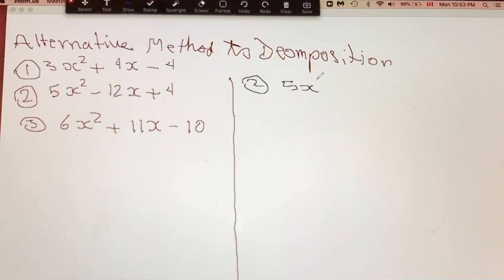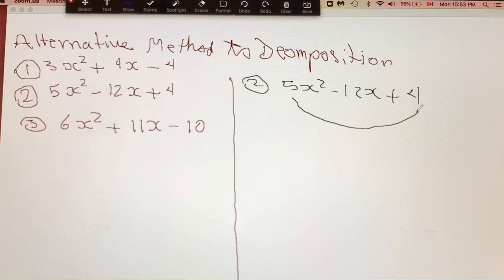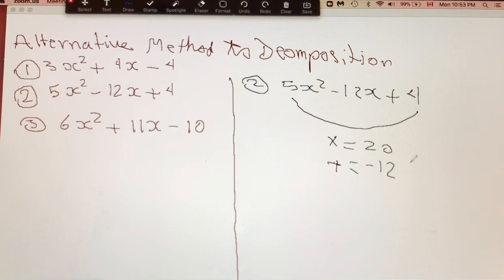So here's the second example: 5x squared minus 12x plus 4. Again, we multiply the 5 and the 4. 5 times positive 4 multiplies to give me 20, and it adds to give me that middle number by the x, which is negative 12. The two numbers are negative 10 and negative 2, because negative 2 times negative 10 gives me positive 20, and negative 2 plus negative 10 gives me negative 12.